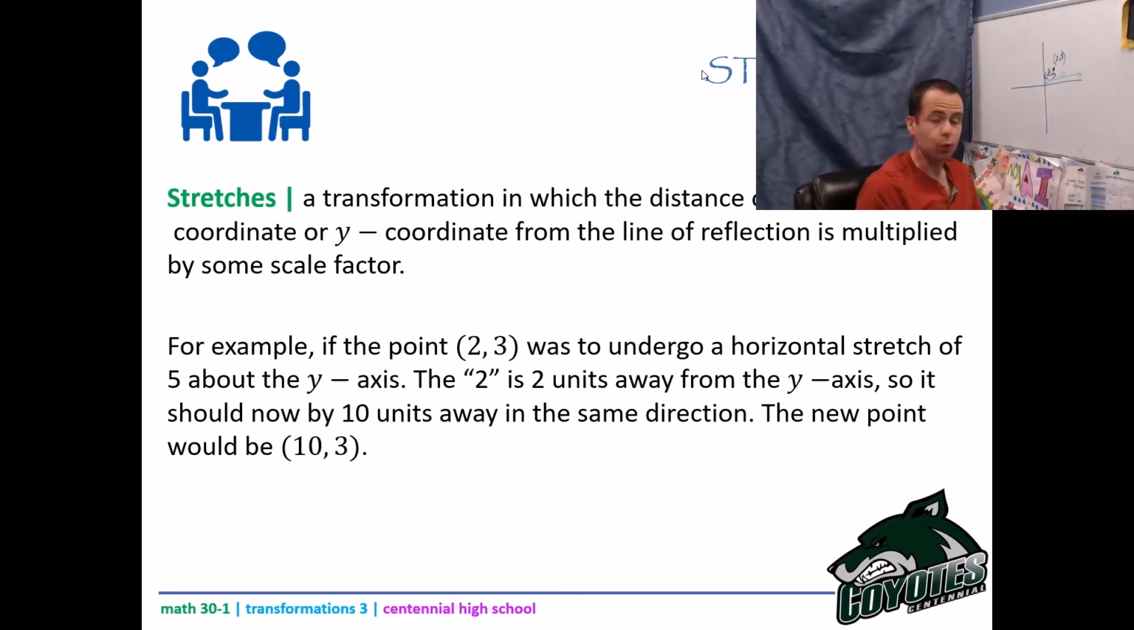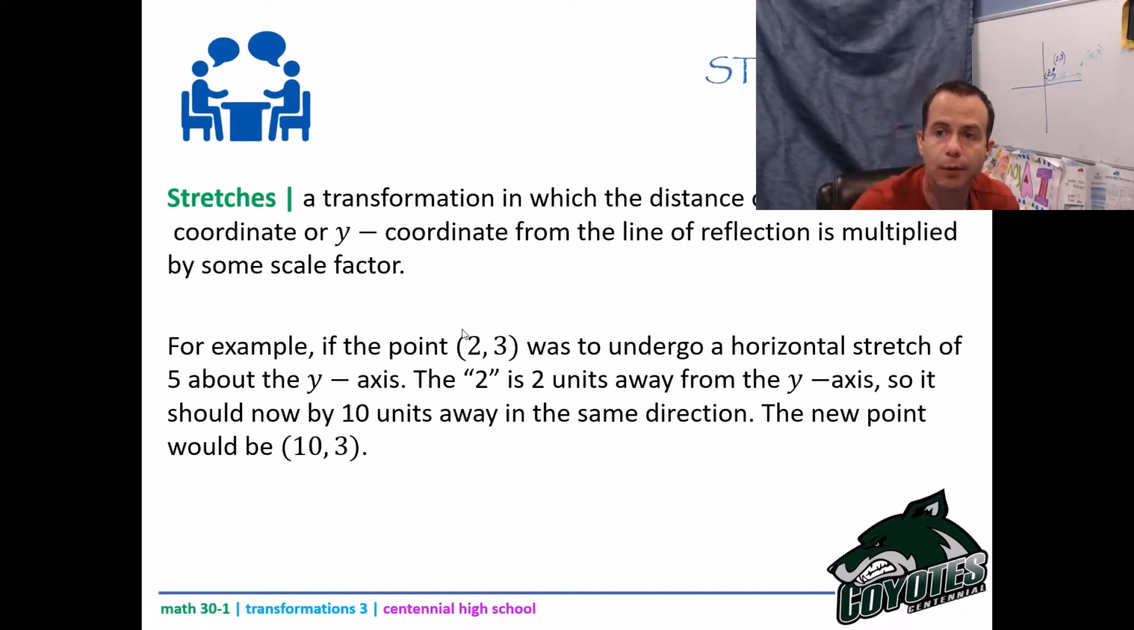Okay, and so where does that point end up? Well, the point 2, 3 has to end up at the point 10, 3. Okay, now mathematically, I'm hoping what you see right away there is we end up just multiplying the x by whatever the scale factor is. Okay, the y's aren't changing because I'm doing a horizontal item. When I do a horizontal item, it will not affect vertical parameters. Okay, so the new point would be 10, 3.